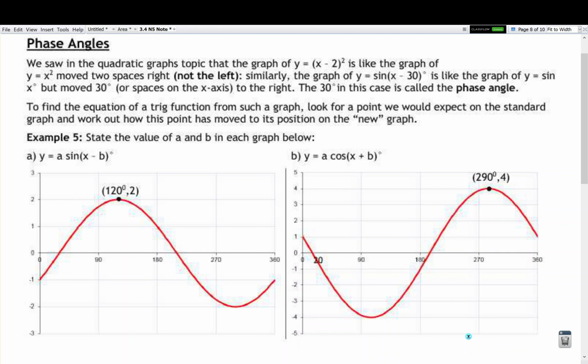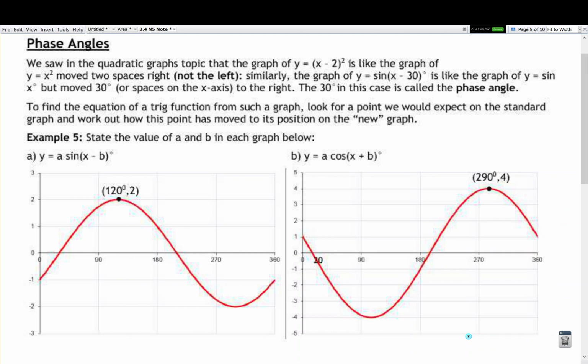Hi again, guys. So hopefully you've watched that little introduction explaining what phase angle is, and how it affects the graphs. It's similar to the quadratic graphs. It shifts the graph in the horizontal direction, left or right. It's always the opposite of what you think. So if it's a negative number in the bracket, you would think it would go left, as in taken away, but it actually moves it right. And if it's a positive number in the bracket, as in the phase angle is a positive number, it actually moves the whole thing left.